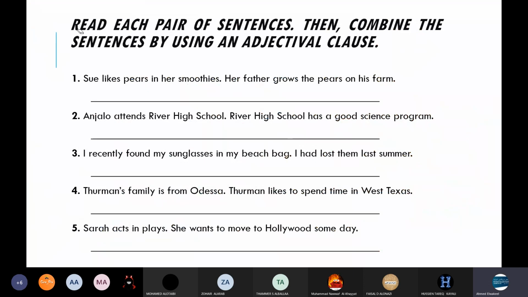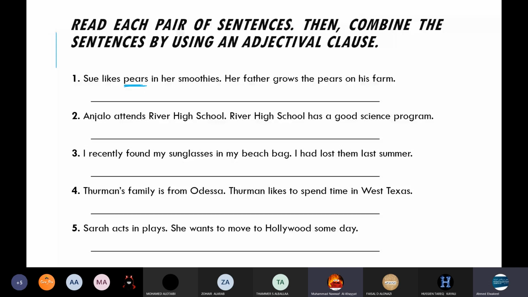And number 2, we are asked to read each pair of sentences, then combine them together using an adjectival clause. Muhammad Al-Khayyat, you will start. Sue likes her pears in her smoothies. Her father grows the pears on his farm.